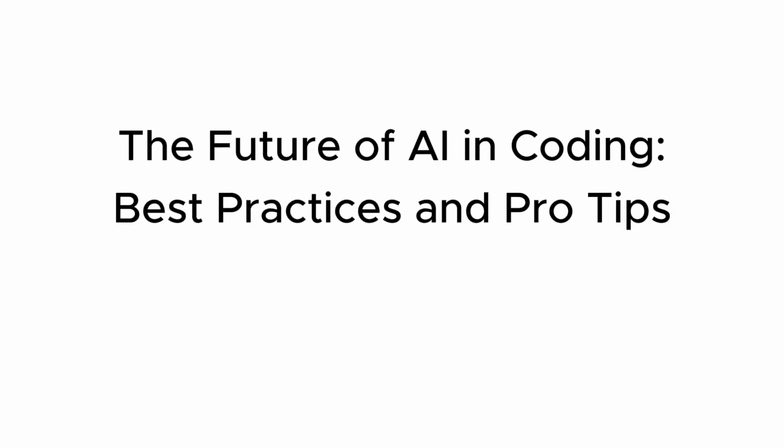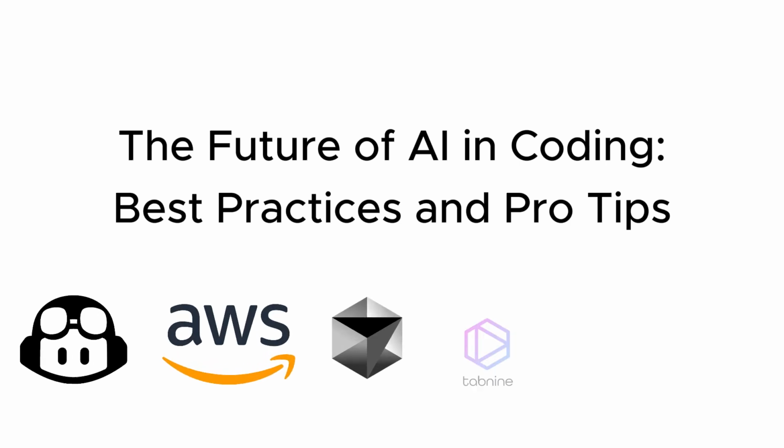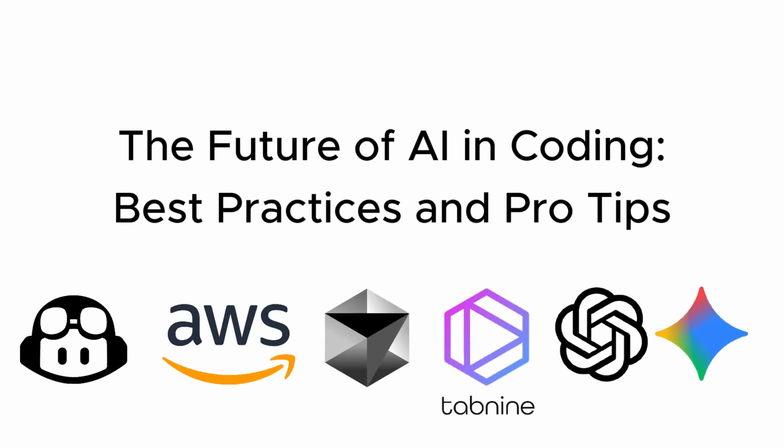Over the last few lessons, we've built a full-stack chatbot, leveraged powerful tools like GitHub Copilot, Amazon CodeWhisperer, and Cursor, and seen firsthand how AI can supercharge our coding. But now that you've got these tools in your belt, how do you use them effectively and professionally? In this lesson, we'll wrap up our series by exploring the best practices and pro tips for using AI in your coding workflow. By the end of this part, you'll know how to go beyond basic prompts and integrate AI into your daily work like a seasoned pro.